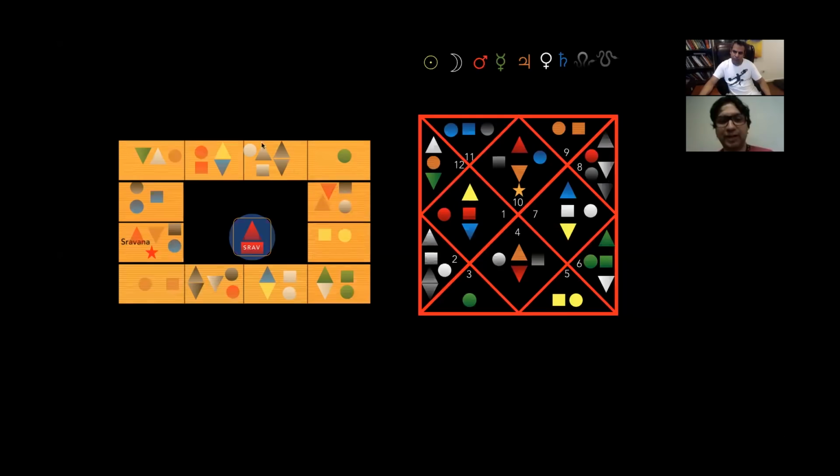This is the fundamental pi map of Shravana Nakshatra based on the Moon's Rashis alone. Now tell me the story of Vamana Avatar. What actually happened within Vamana Avatar?